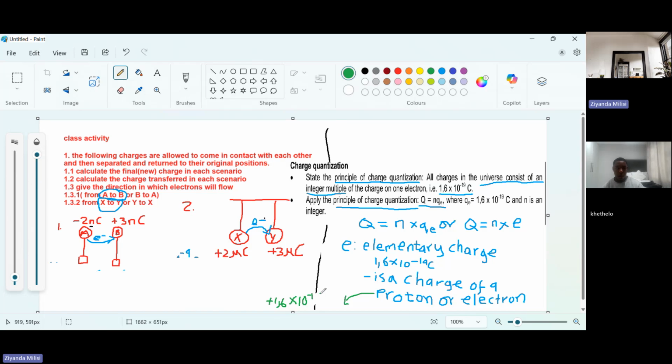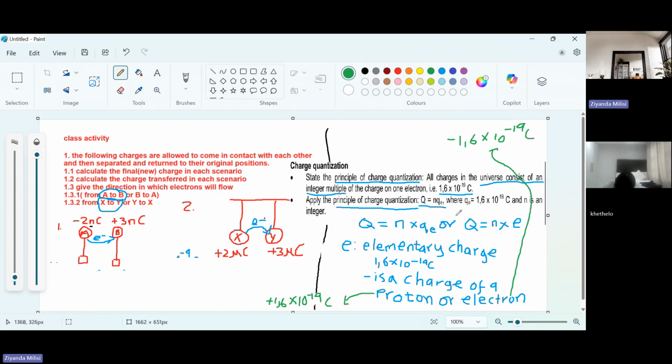Remember, protons are positive charges. If it's an electron, we said it's going to be what? Negative 1,6 times 10 to the power negative 19 coulomb. Okay?